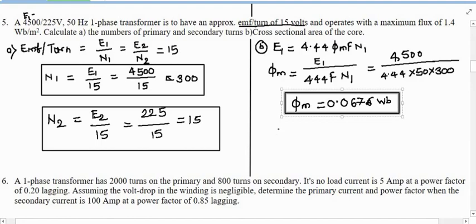Okay, then we know what is area? Area is nothing but maximum flux upon the flux density, right? So just put the values. What is phi m?